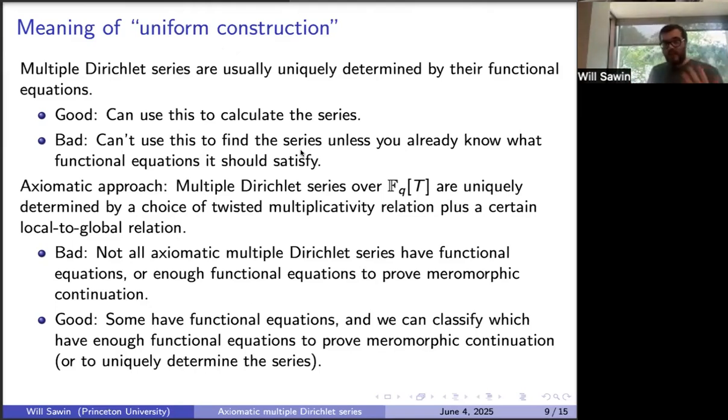You can calculate the unique thing satisfying the given system of functional equations, and that gives you a formula for the series. It helps you understand the analysis of the series as well. This is particularly good if you know in advance, before constructing your series, what functional equations it should satisfy, as for example happened in the Weyl group multiple Dirichlet series case: you use the Weyl group to write down the functional equations, and you find the unique series satisfying these functional equations.